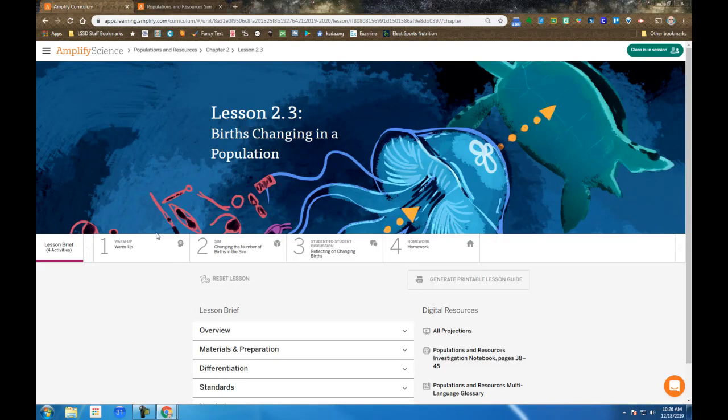Amplify Science Population and Resources, Chapter 2, Lesson 2.3, Births Changing in a Population.